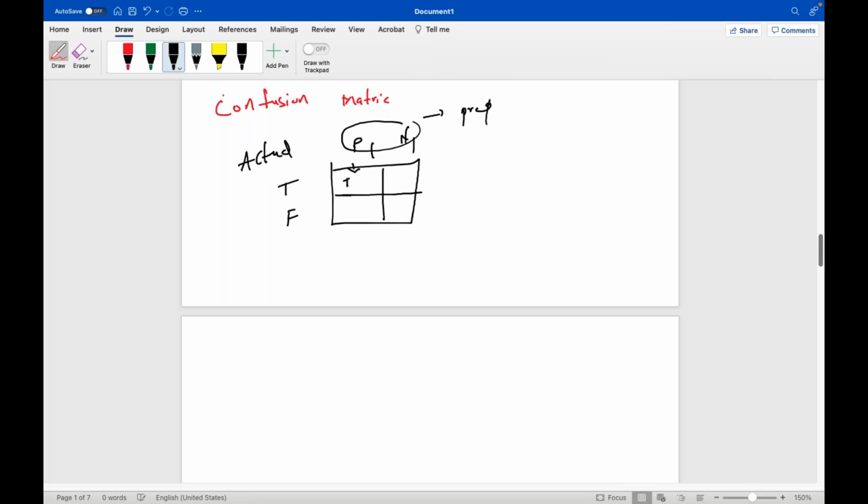So true versus true means this is correct only. Actually it's true but you predicted it as false, so that's a false negative. Actually it's false but you predicted it as true, that means positive, so false positive. And this one is false and this one is false, that means correct, so that's a true negative.